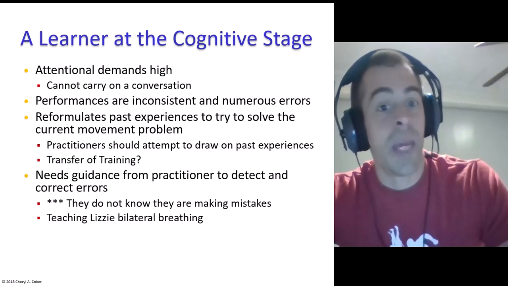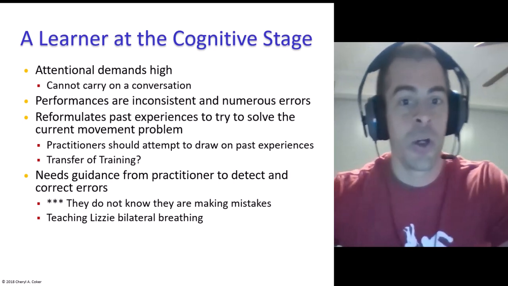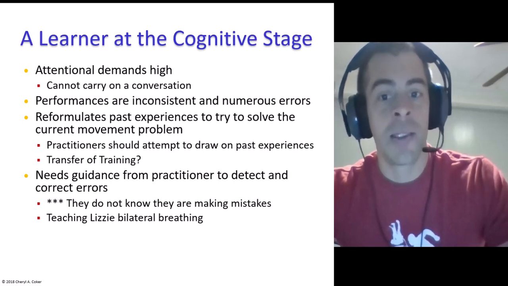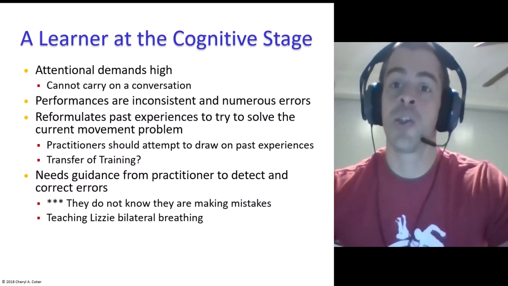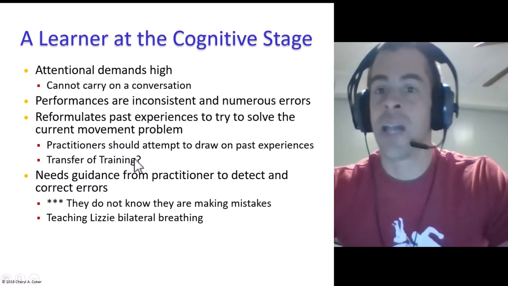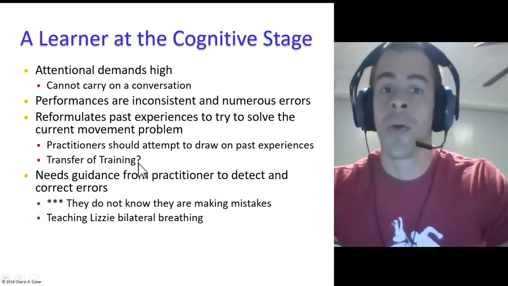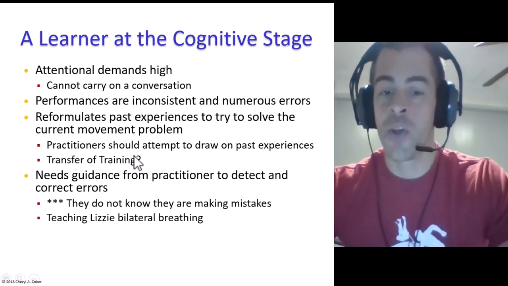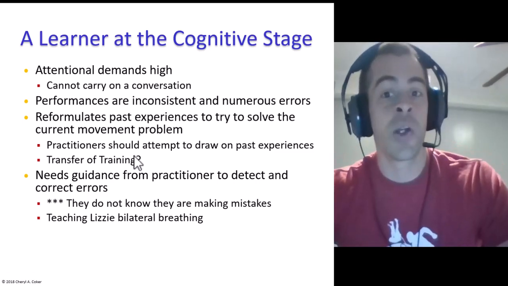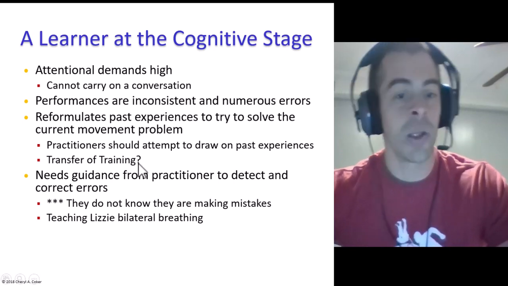The learners may try to reformulate past experiences to try to solve the current problem. And as a practitioner, your goal should be, let's try to draw on past experiences to enhance the learning process. So what does that mean? We have an entire chapter which looks at a phenomenon called transfer of training. As a practitioner, if you have this new skill, you should try to identify if there is a past experience in that learner that might help expedite the learning process.